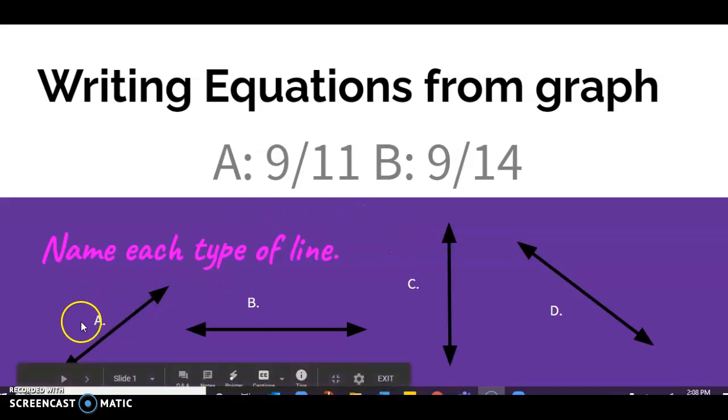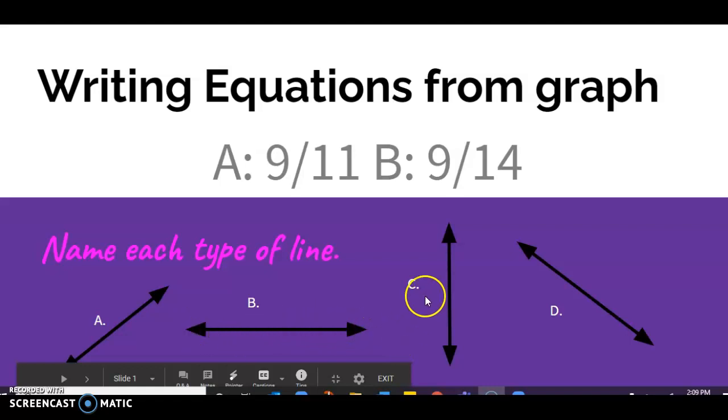If we look at our A line, this one would be pointing to the plus sign. So this is my positive line. The B line is the flat horizontal. It looks like the x-axis, right? This one is the zero type of line, the zero slope.